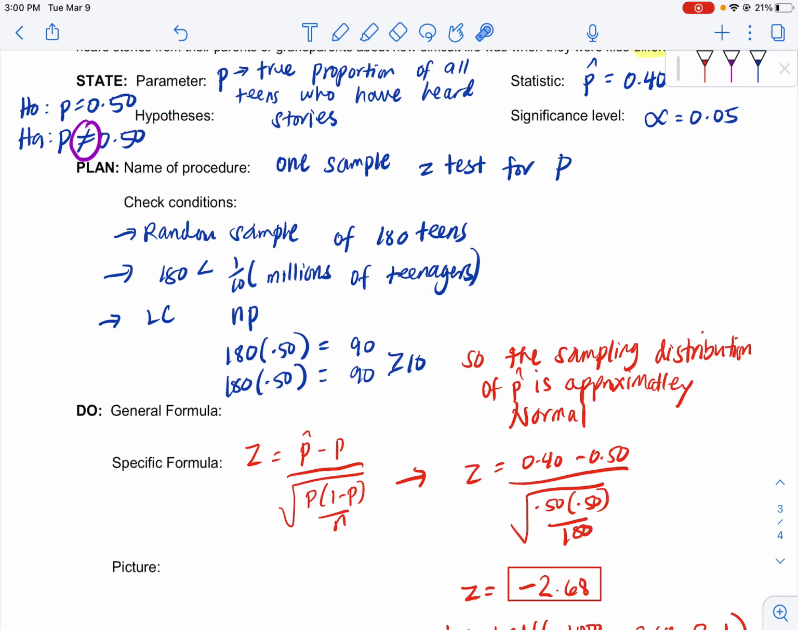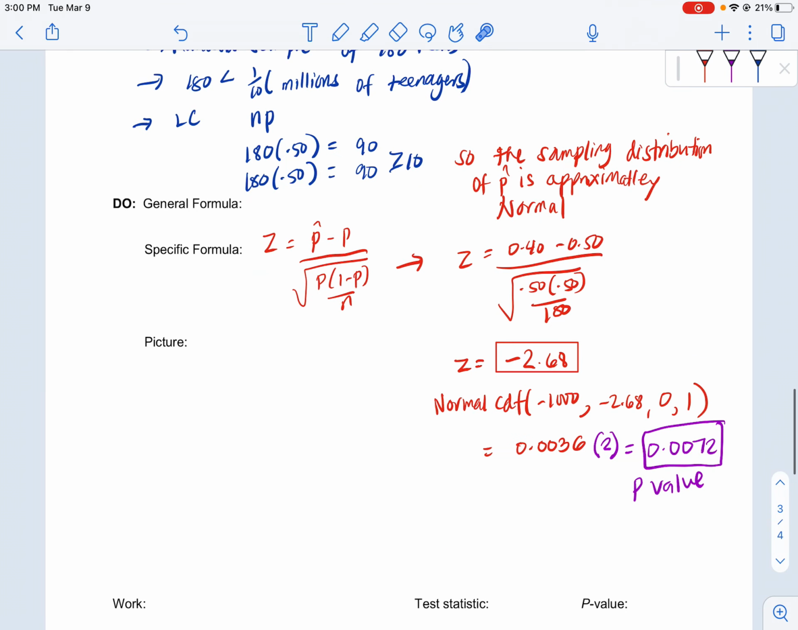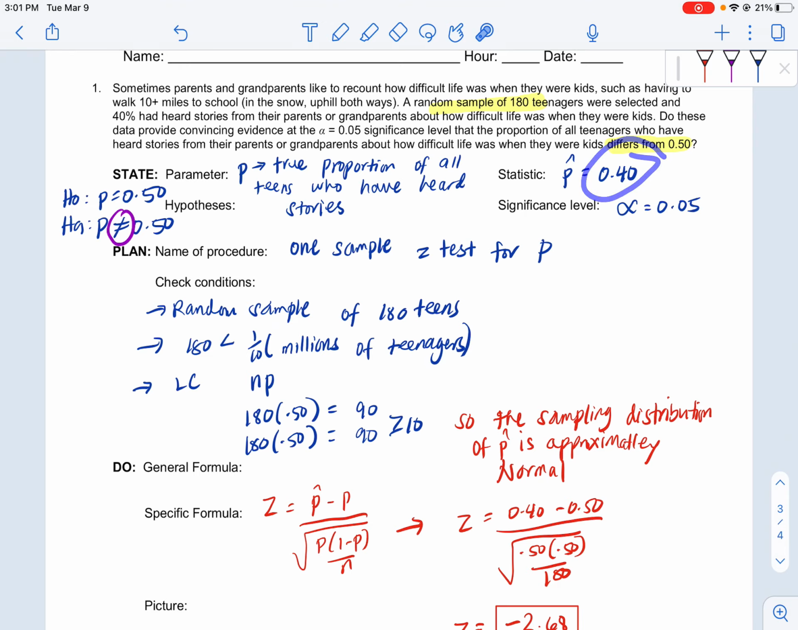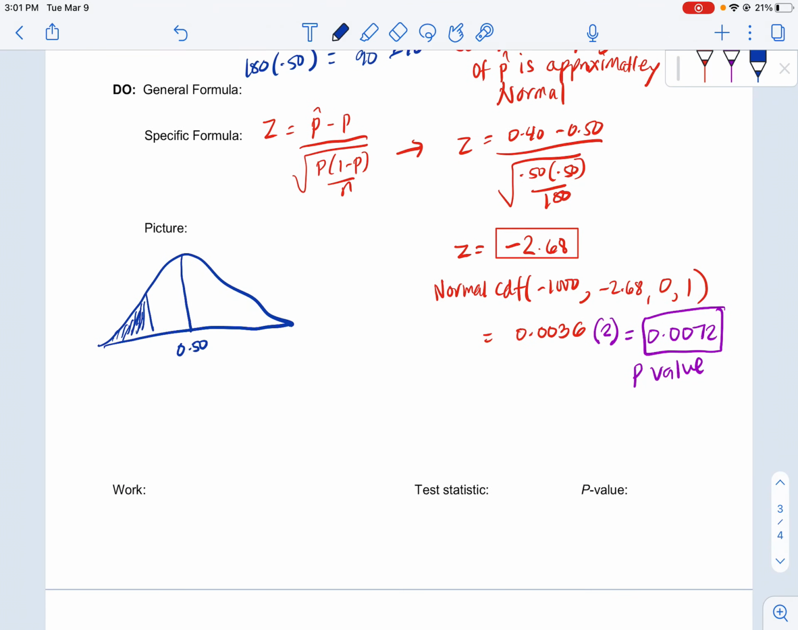Now, how does that look in a picture? So let's draw our picture so we have more idea on what we mean by two-sided. Okay, two-sided here, this is my 0.50, my mean, my parameter. And then the 40% is on this side, because I don't know if it's less or more, so that is two-sided.